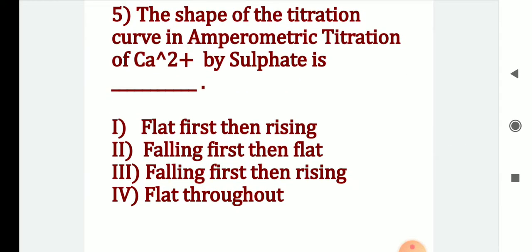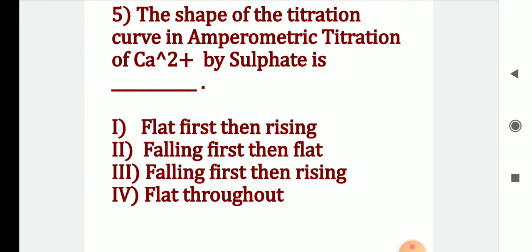The shape of a titration curve of amperometric titration of calcium ions by sulfate is: flat and then rising, falling first and then flat, falling first and then rising, and flat throughout. Well, here calcium is titrated with sulfate. Calcium is the electroactive species. So when you add sulfate, the concentration of calcium will keep on decreasing.